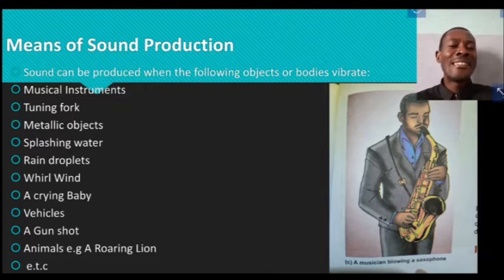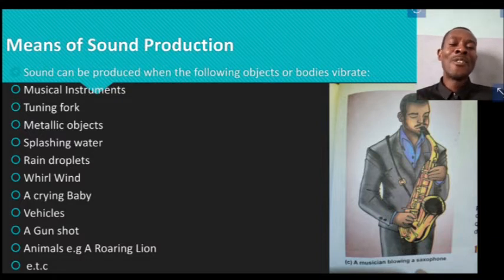Now, gunshot is another thing that can give out a very loud sound. The moment the trigger is pulled, there is a vibration caused by the contact of the bullet inside the gun, and it gives us a very loud sound that the ear can detect. At times, depending on the level of the sound, it can even cause damage to the ear if you're too close to a gunshot sound. So gunshots produce a lot of sound, even the explosion of bombs and the rest of them.